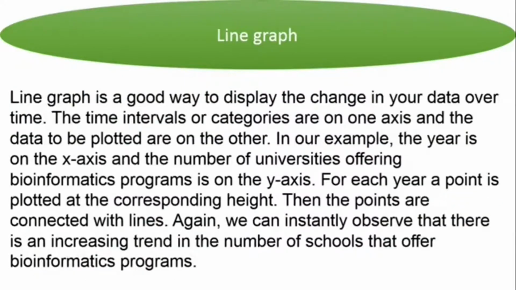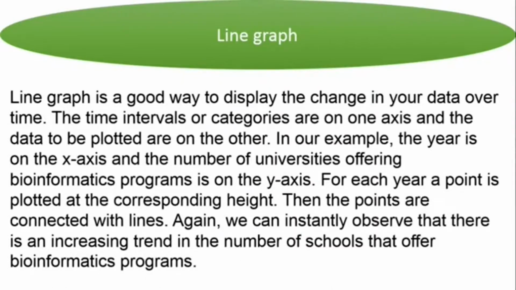So another way of representing data is a line graph. A line graph is a good way to display the change in your data over time. The time interval or category is on one axis, and the data to be plotted are on the other. In our first example, of bioinformatics, the year is on the x-axis, and the number of universities offering bioinformatics programs is on the y-axis. And for each year, a point is plotted at the corresponding height. Then the points are connected with a line.